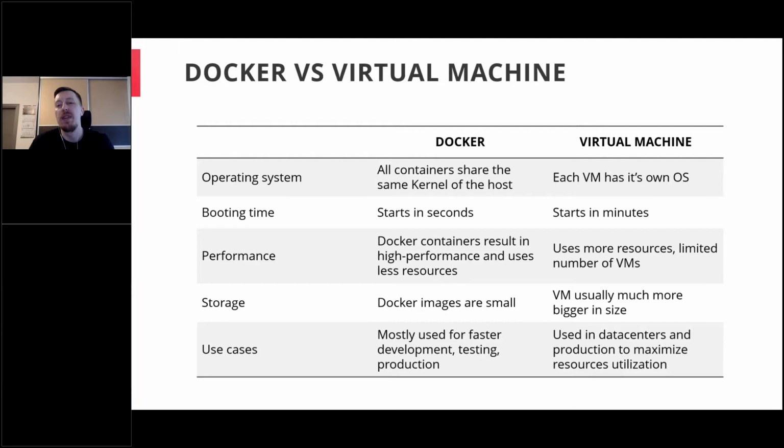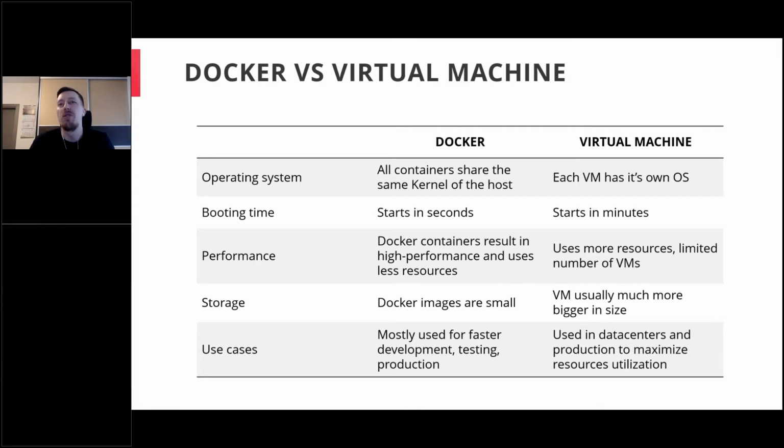A virtual machine would take some minutes to start, while Docker starts in just seconds. For performance, as Docker is high performance and uses fewer resources, as I mentioned, you can have multiple Docker containers running on the same computer, the same server. For virtual machines, you would need much more RAM, CPU, or disk space. So this increases the usage of resources.